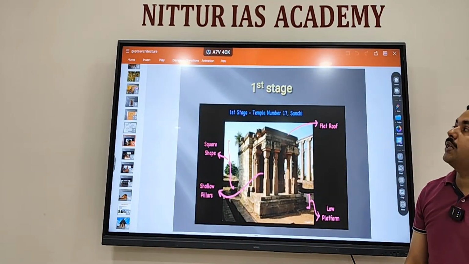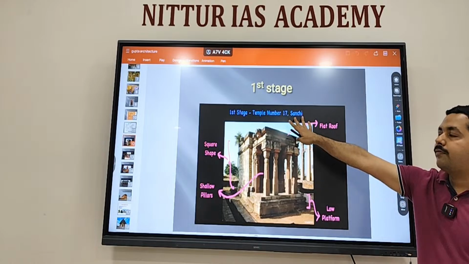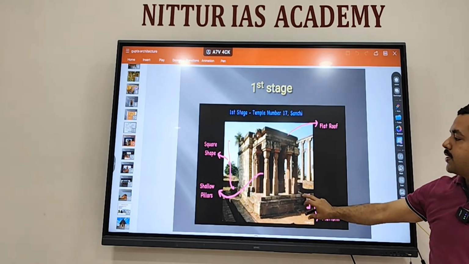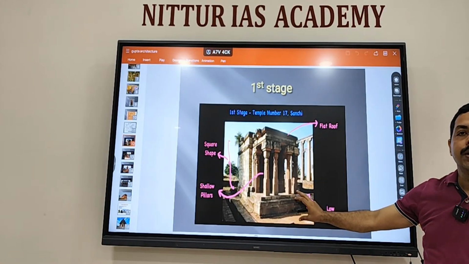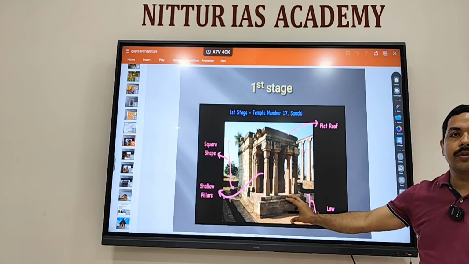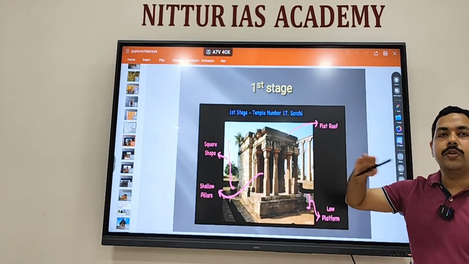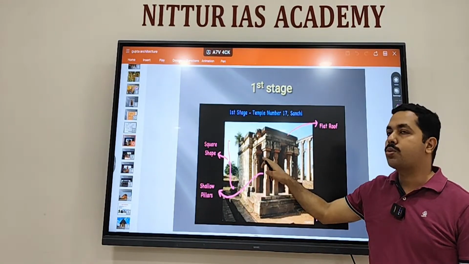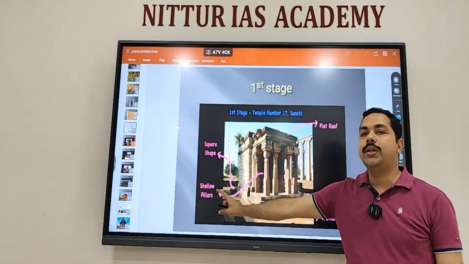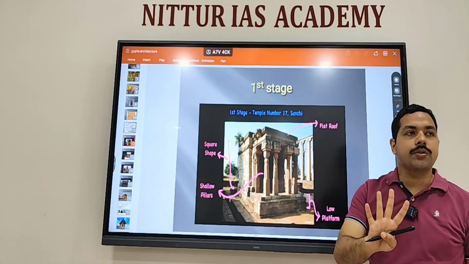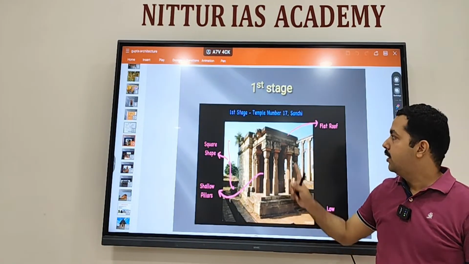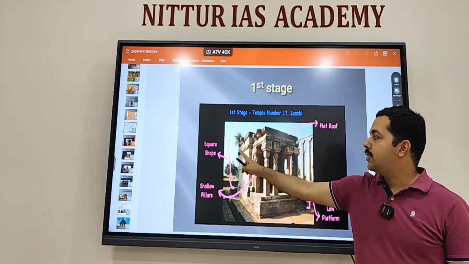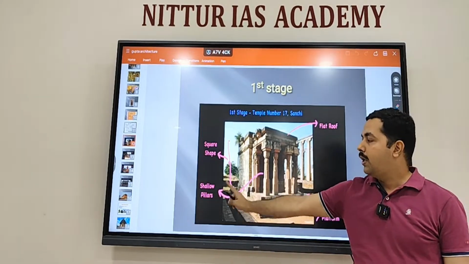Now this is the first stage of the temple, which is found in Sanchi. You are seeing it is constructed on very low platforms. Temple height is not there. Which type of roof? Flat roof. Temple is in which shape? Square shape, with shallow pillars. These are the major features of the first stage: low platform, flat roof, square shape and shallow pillars.